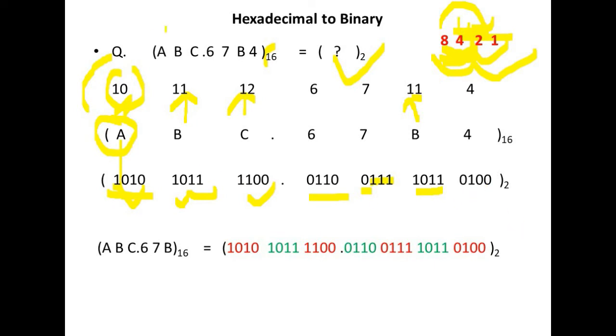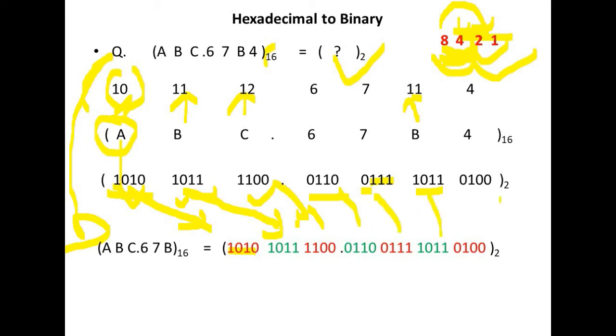So it is very easy. Once you have placed the weights for 10, 11, 12, write this weight system and find the binary equivalent directly from this weighted sum. So we have got the answer as 100 1011 1100, then put a point here, and 0110 1011 0100 is the required answer.